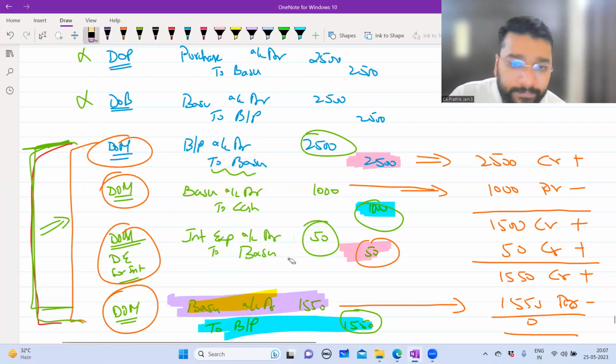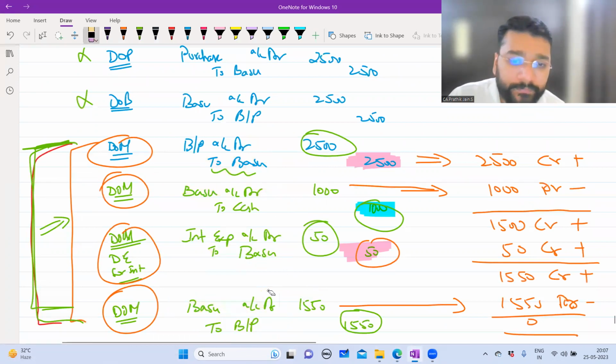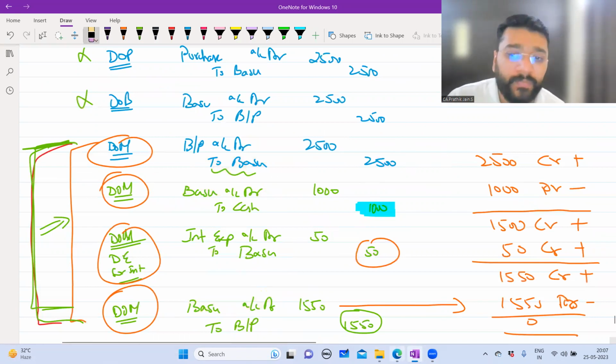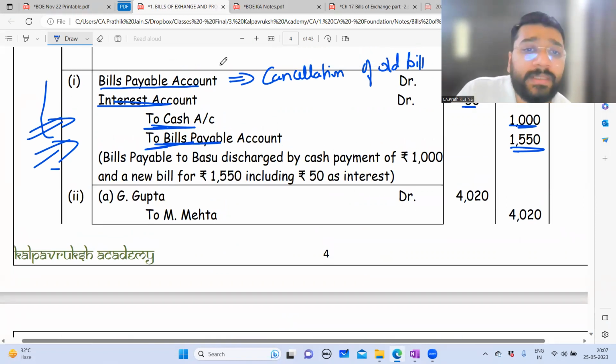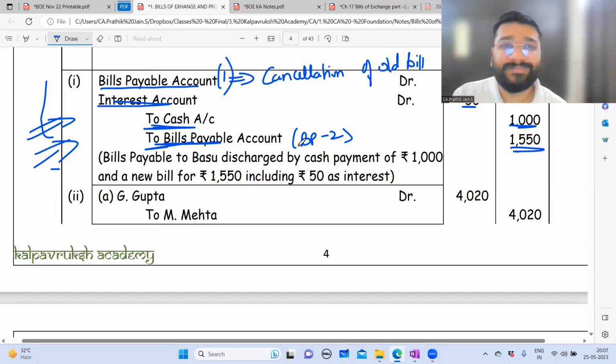Sir, the compound entry is okay, understandable. But my question is, can we debit bills payable on the bills payable account itself? If you see the compound entry, this is a bills payable account and this is also a bills payable account. Both ledgers are the same. How can two ledgers come in one journal entry? Wait, the same ledger coming twice is your point, right? Your question is valid.